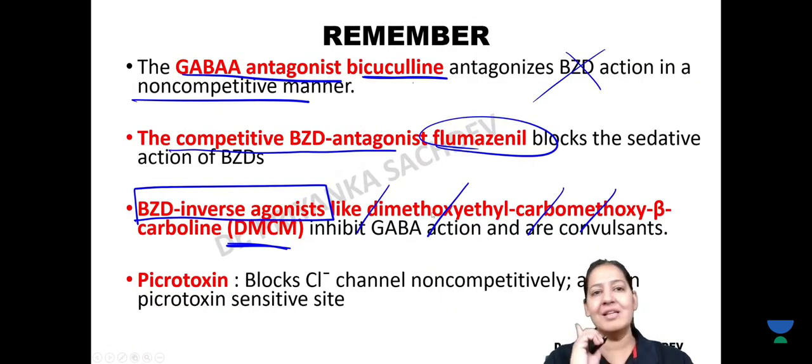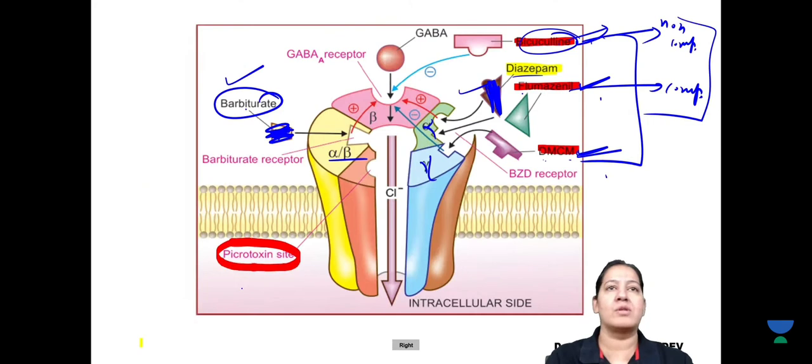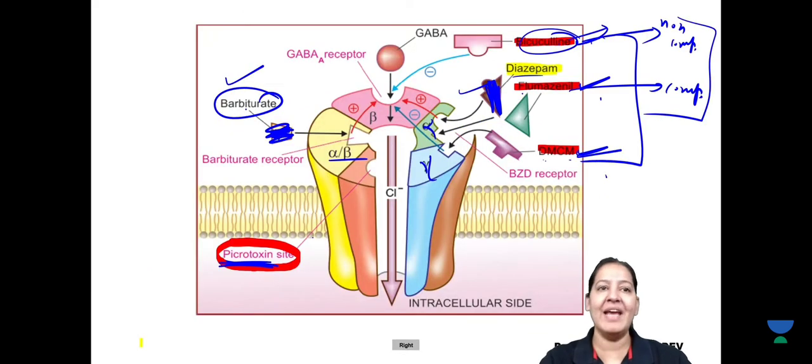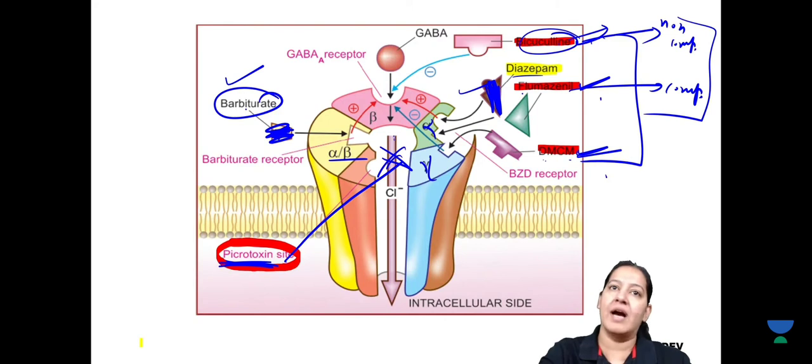There is one more toxin that is known as picrotoxin. Let me show you picrotoxin. Yes, this is picrotoxin. Picrotoxin blocks the chloride channel directly. It will not act on GABA. It will directly block the chloride channel, this tube, this channel.